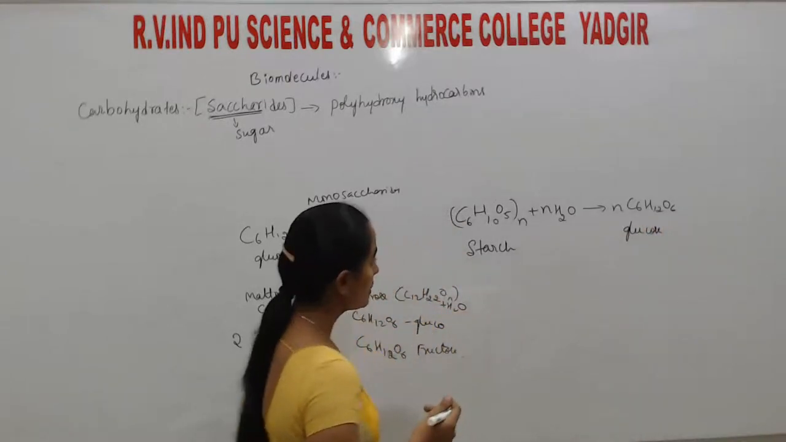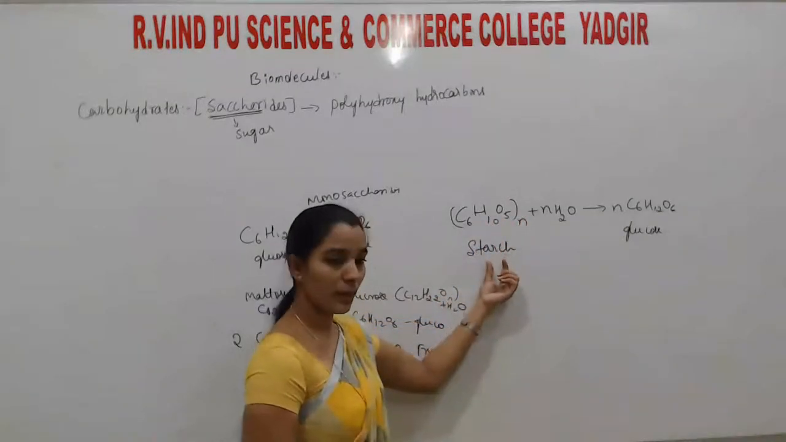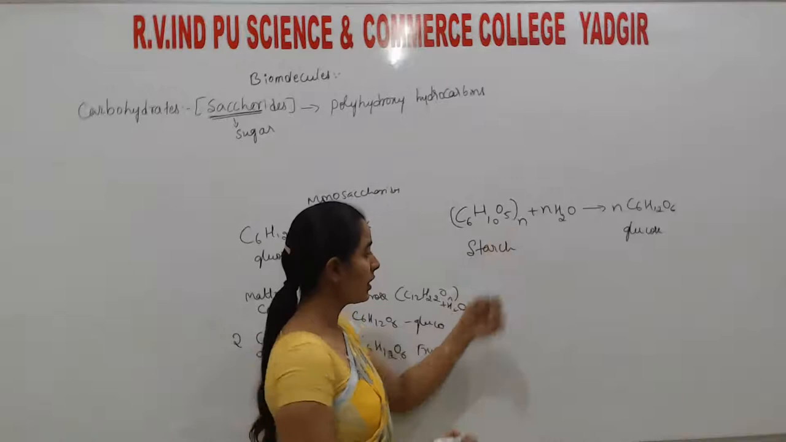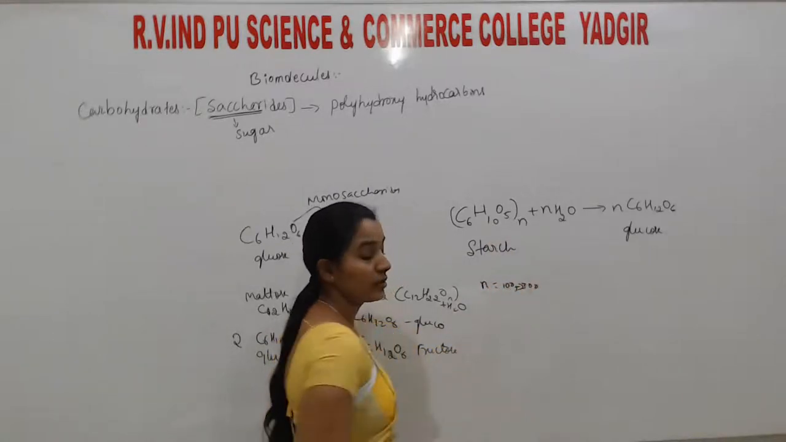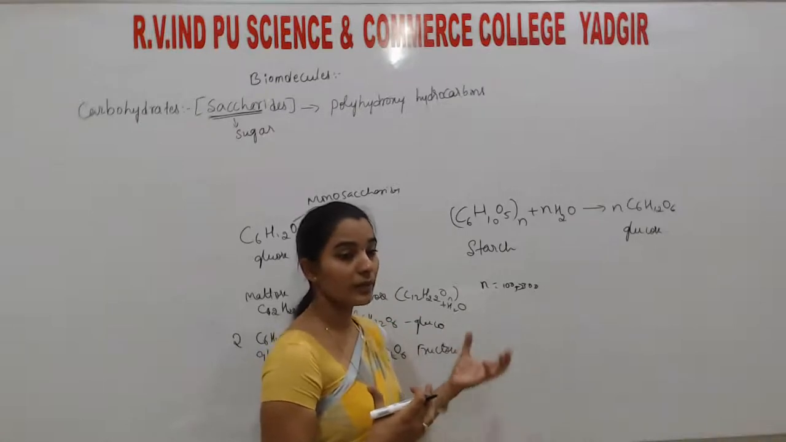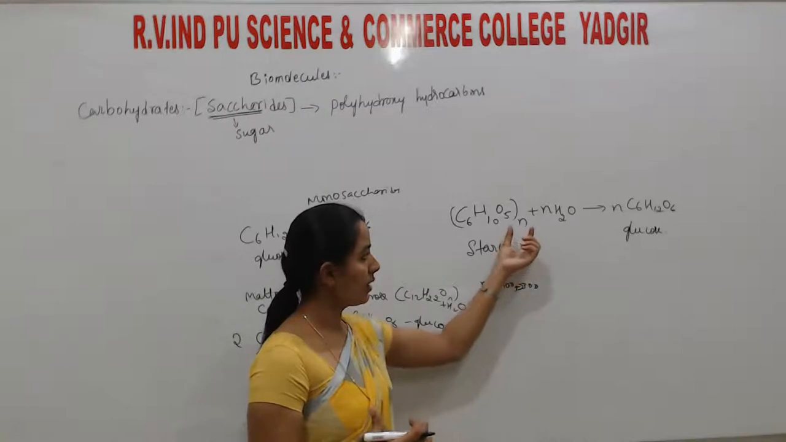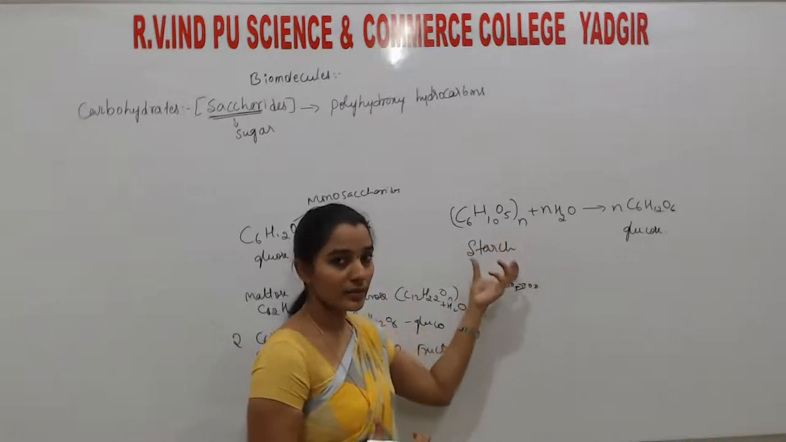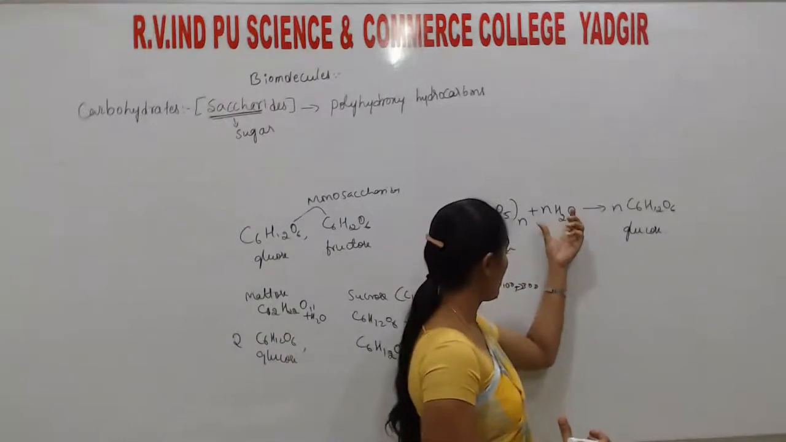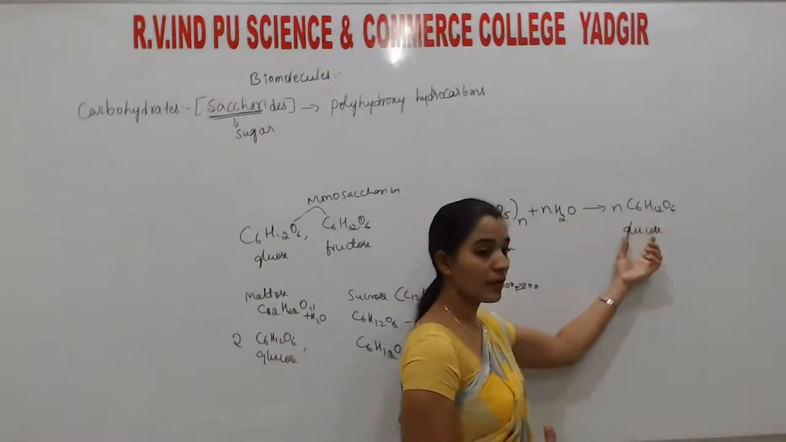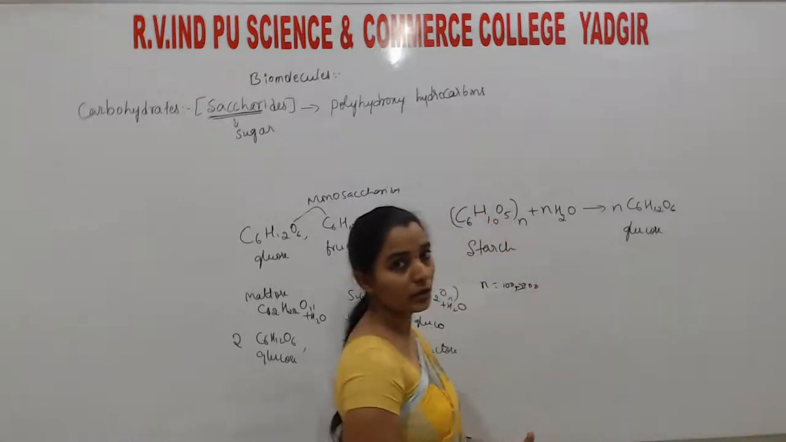Are you getting it? So many monosaccharides together form a polysaccharide, that is starch. Nearly n is equal to 100 to 300, that many monosaccharide units repeatedly arranged in a series. Therefore a polysaccharide, that is starch, maybe cellulose. Upon hydration they form n number of smaller units. If it is starch, the smaller unit is glucose here.